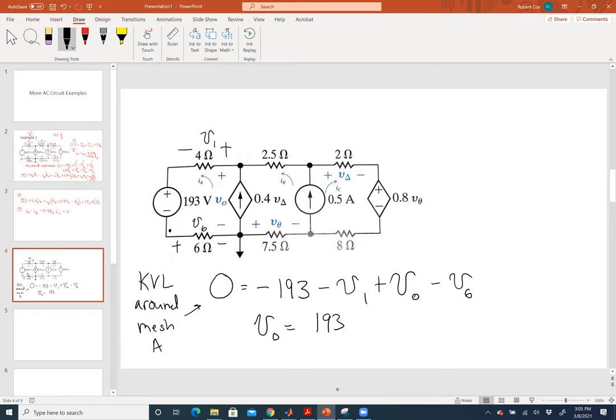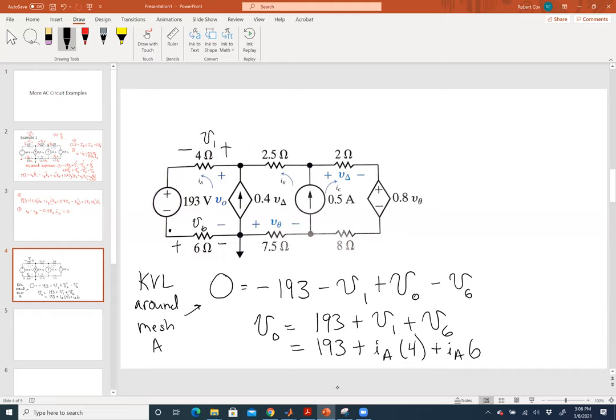And then what else is in that equation? V1 plus V6. So I would say 193 plus, so V1 is IA times R1, so IA times 4, we'll just say. All right, IA times 4. And then V6 is what? IA times R6, which is 6. So once I know the mesh current, I just need to plug those mesh currents in there to solve for it, right? And I'll be able to figure that out. There is no other tool that I could use necessarily.